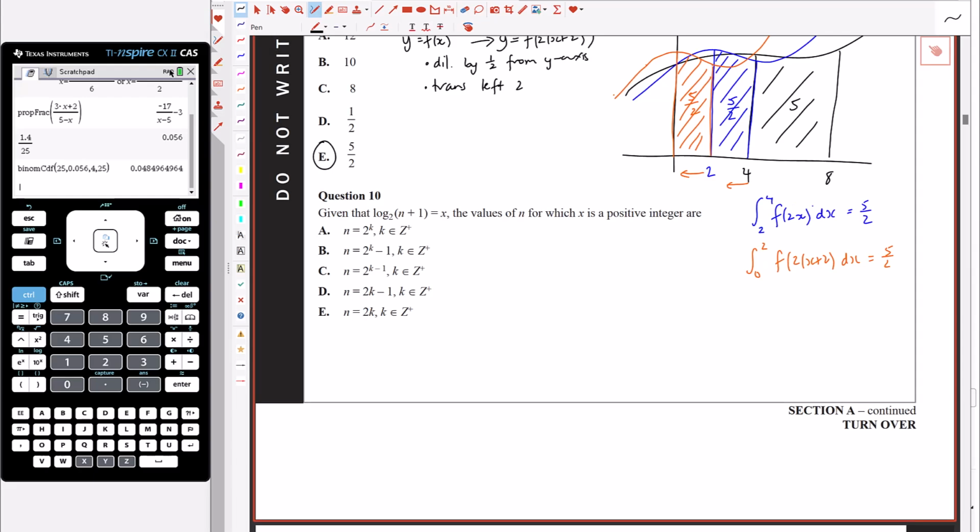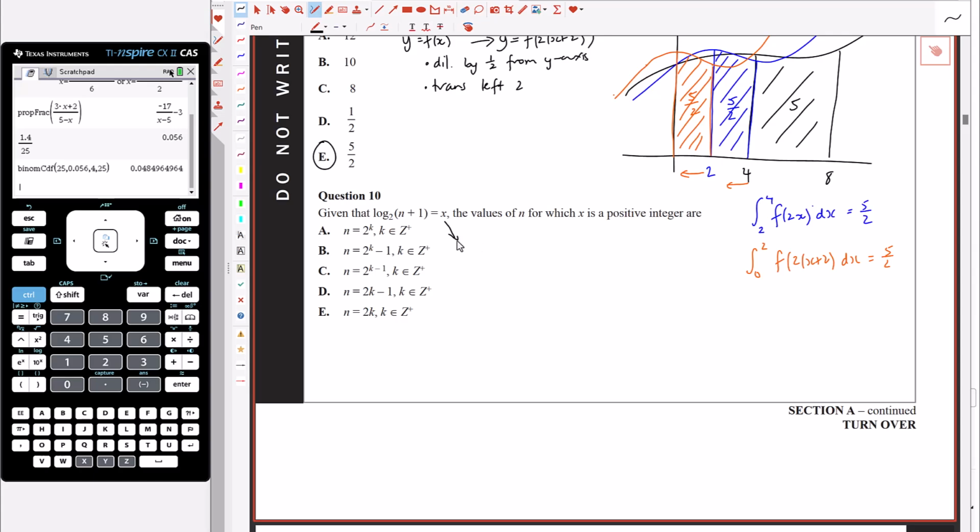Okay, given that log 2 of n plus 1 is equal to x, the values of n for which x is a positive integer are. Okay, so my instinct is to rearrange this function, because obviously n equals is the format of all of them. We're finding the values of n, so we want to make n the subject. But I'm wondering if it might be easier to think through the positive integer thing from the format we're currently in. Anyway, let's rearrange it and see where we end up.